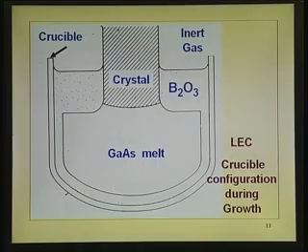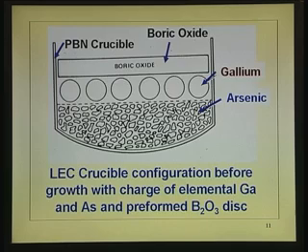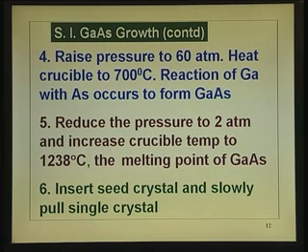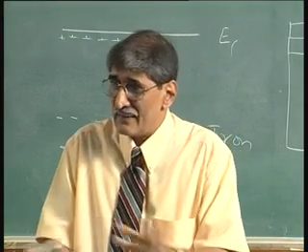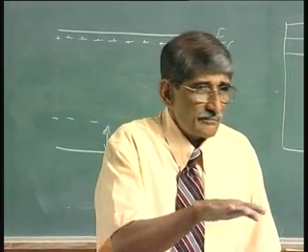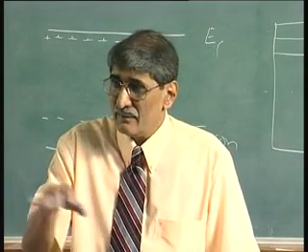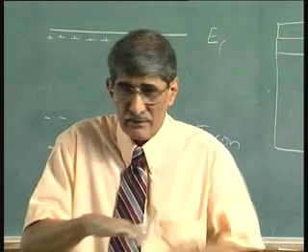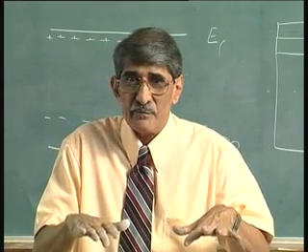So, let me come back to this. Okay. Once it melts, at this time, 450 degree centigrade, arsenic and gallium have not reacted. All that you have done is you have melted the B2O3, which is protecting with the 3 atmosphere pressure.